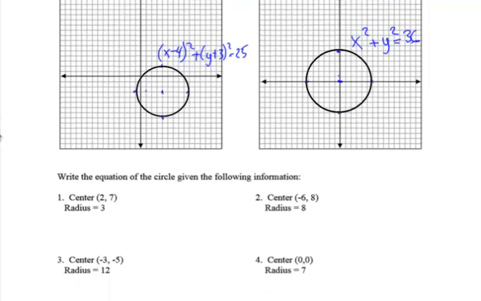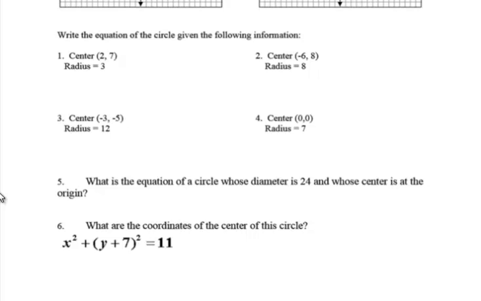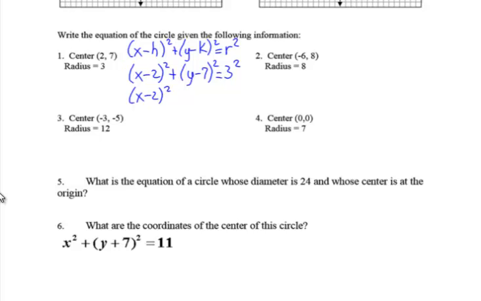Okay, now as we look to flip that around, and now we want to write the equation, we just have to reverse that process. So again, it's x minus h quantity squared plus y minus k quantity squared equals r squared. So as we substitute in there, what's going to happen if they're both positive? It's going to be x minus 2 quantity squared plus y minus 7 quantity squared equals 3 squared. And if you want, you can write that as 9. So you're going to see it both ways.